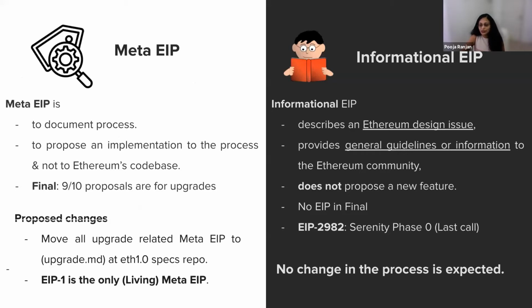As of now, there are 10 proposals in final status, and out of 10, 9 are upgrade related, which we are planning to move from the EIPs repository to the Ethereum 1.0 spec repository as an upgrade.md file. And EIP-1 is the only living Meta EIP that people are going to find in the Meta EIP category. As per the Informational category, it's ironic that we do not have any proposal in final category.